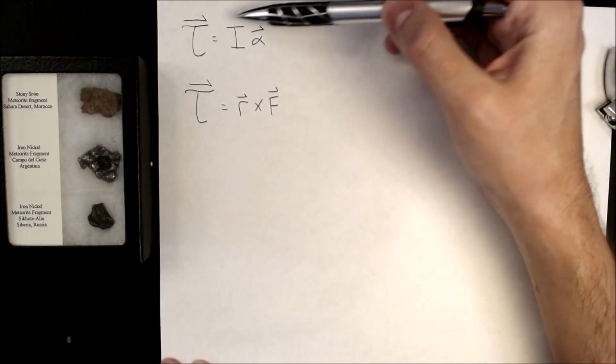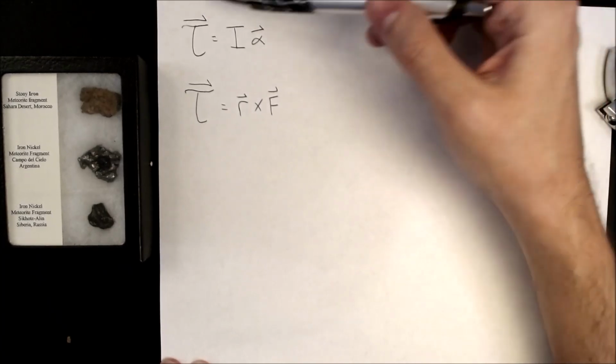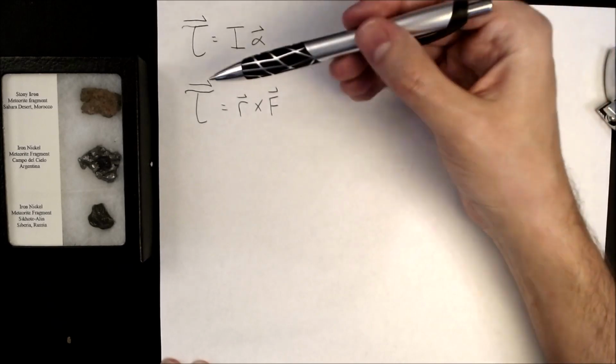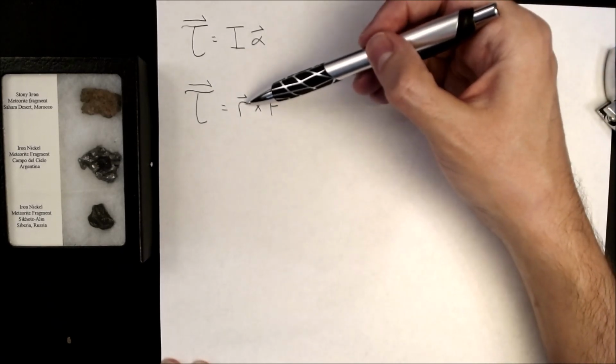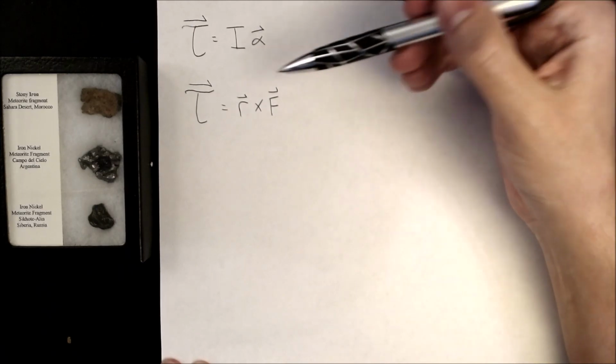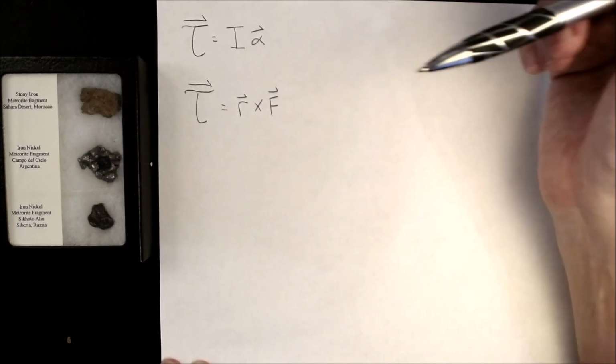Keeping in mind those vectors, meaning they have to be going in the same direction. We also have torque with the direction is equal to R cross F. We talked about how that's really just RF sine theta.